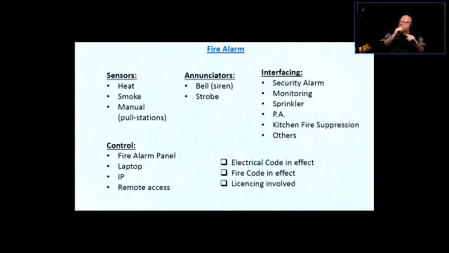Now, sprinklers interfacing. We're talking about interfacing. The fire alarms can also be interfaced with a sprinkler. Now, if there's a sprinkler system, the sprinkler system can exist on its own. And we haven't even talked about the sprinkler systems. Sprinkler systems are basically sprinklers. You can see those sprinkler heads.